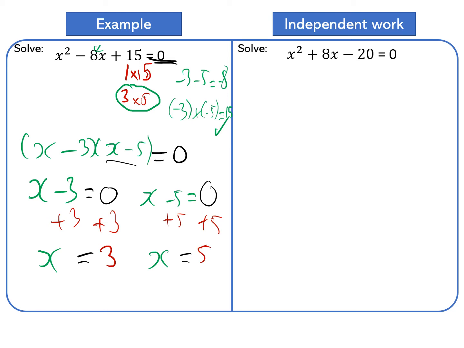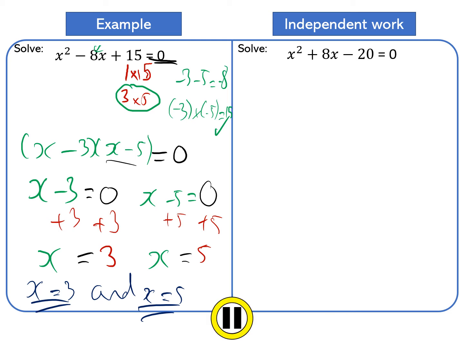And now I've got my two solutions. We have x is equal to 3 and x is equal to 5, and those are our solutions. And now we've answered the question. So even though it says solve, what you've got to do is factorize, then we can solve it.